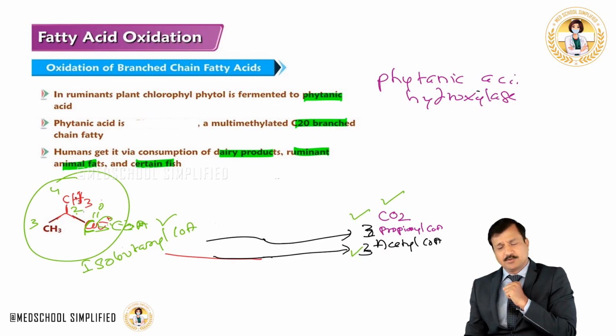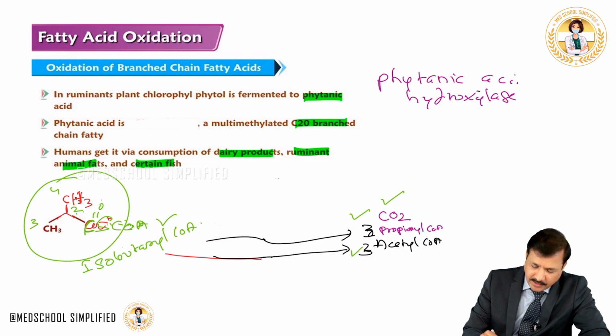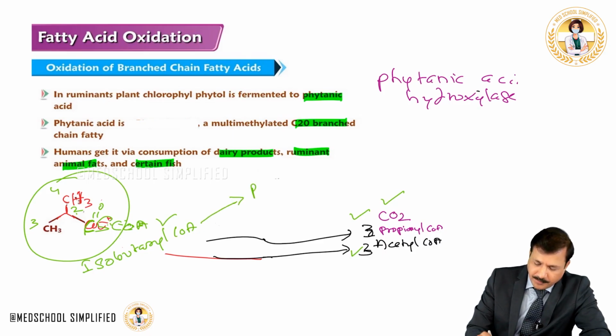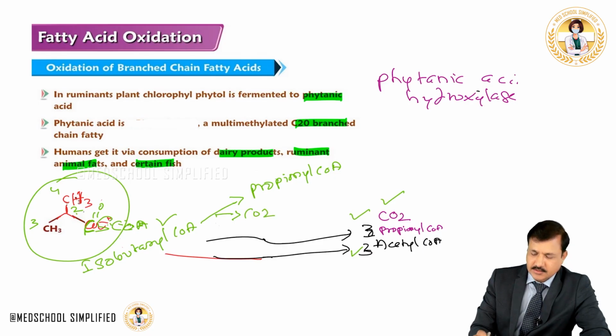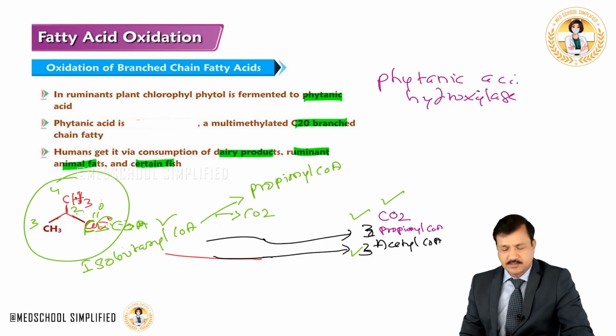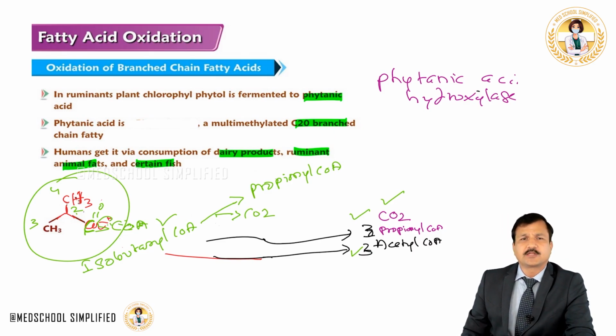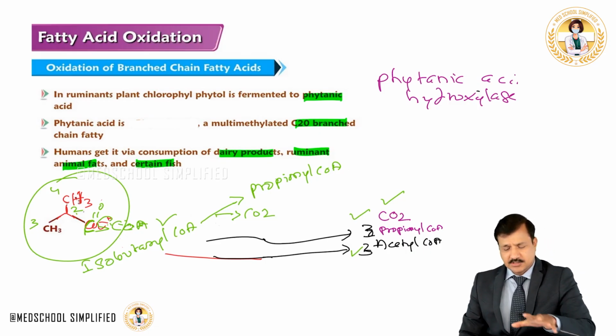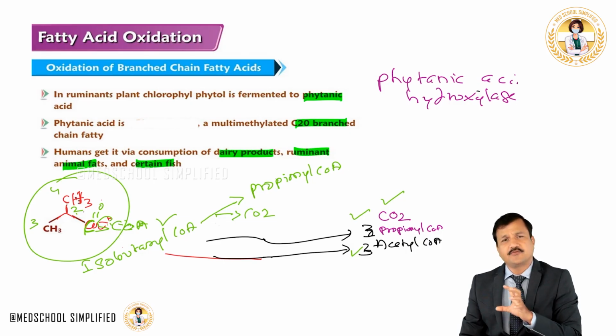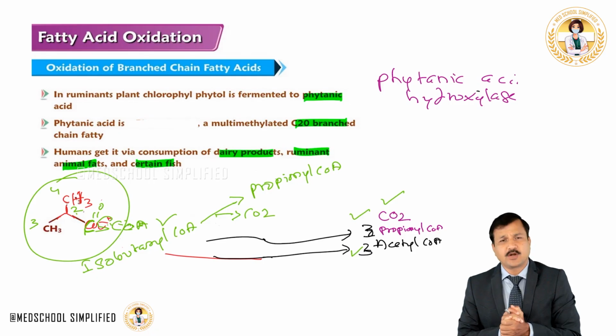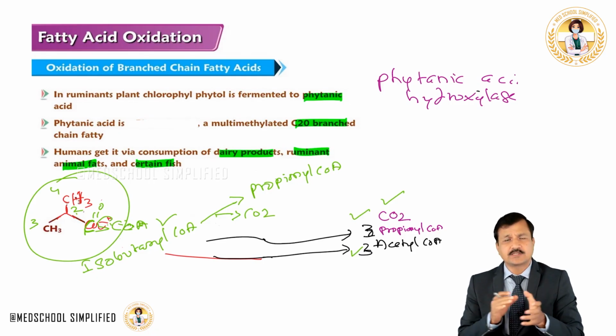Now what happens to the isobutyryl-CoA? Isobutyryl-CoA will be converted into propionyl-CoA, and that will release carbon dioxide. Okay, so that's the fate of isobutyryl-CoA. Once you get propionyl-CoA, it will be converted into methylmalonyl-CoA and then into succinyl-CoA, going into the TCA cycle. So this is what happens to the products of branched chain fatty acids. So when the question is asked what are the products of branched chain fatty acids, there are two ways of putting it.